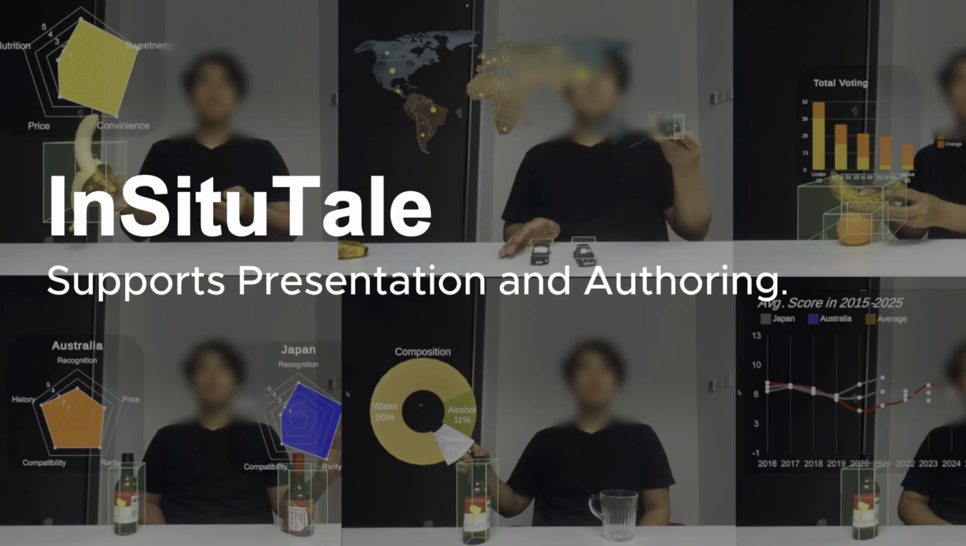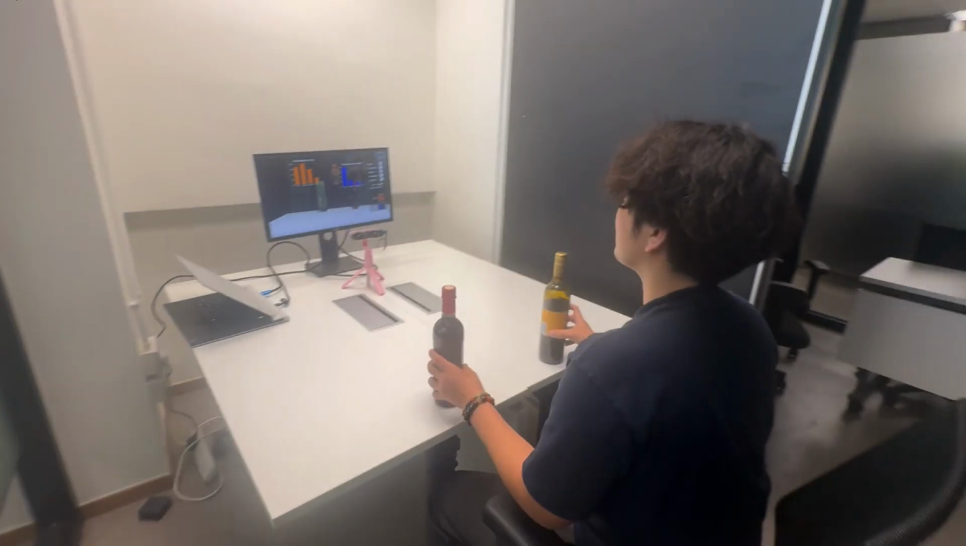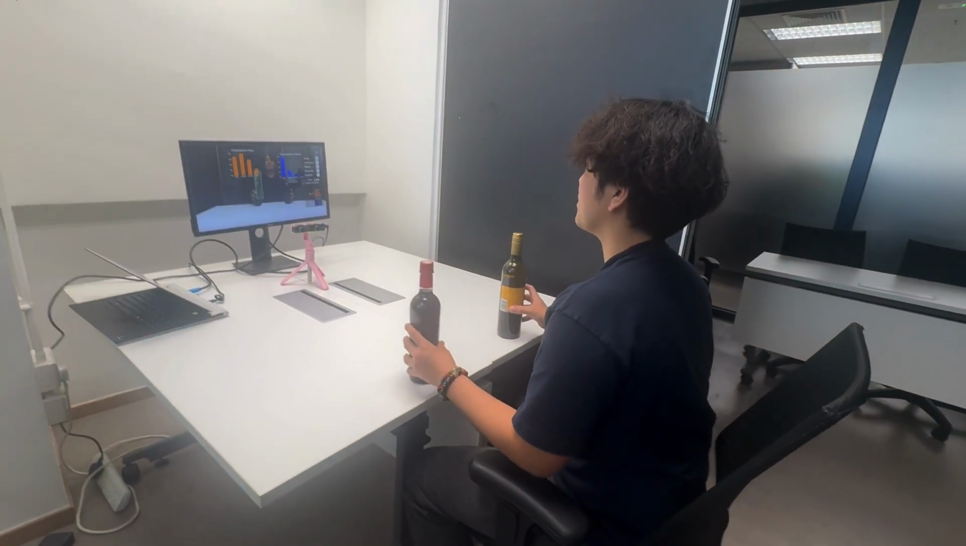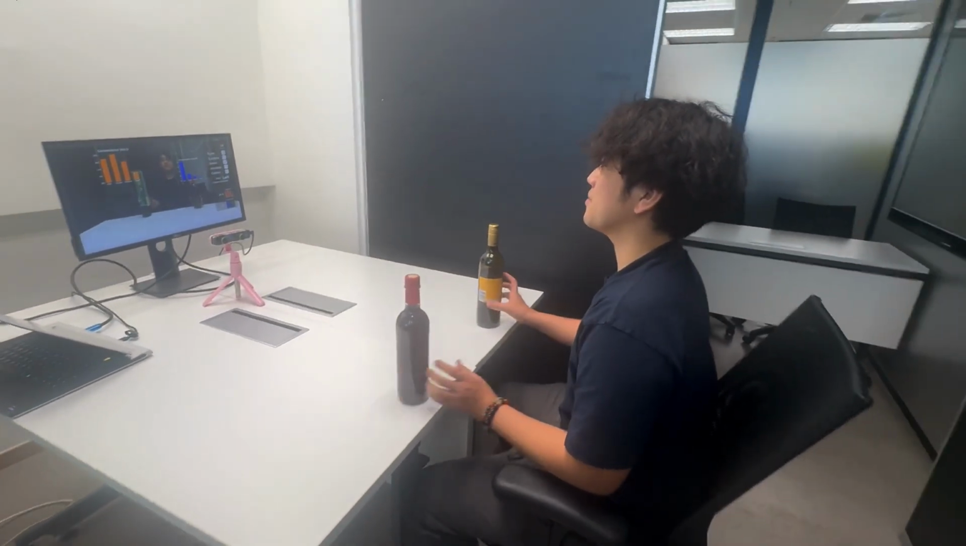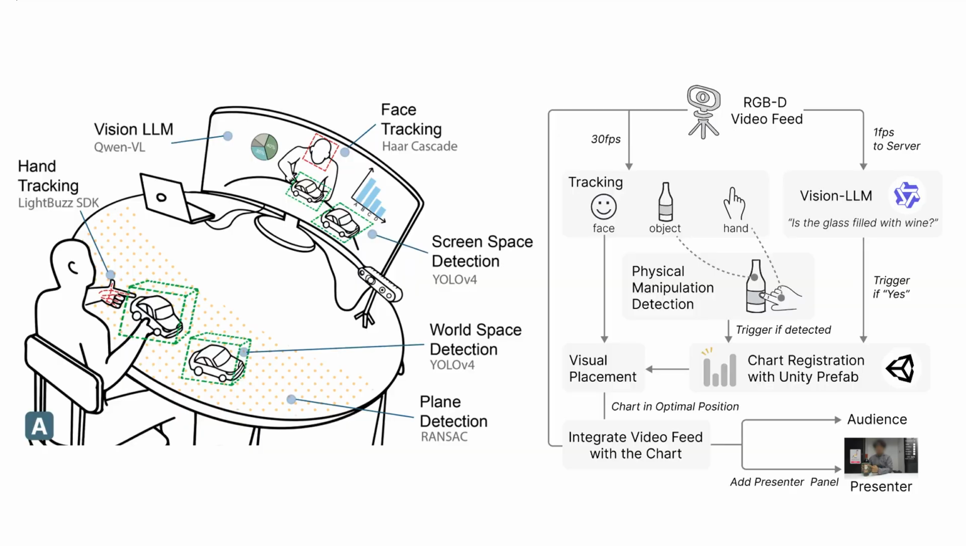InSituTale offers two modes, presenter mode and authoring mode. In presenter mode, the presenter gives a talk in front of a depth camera. The video feed is augmented in real time and delivered to the audience. InSituTale uses a YOLO-based object tracking model, a Vision large language model, and a custom chart placement algorithm.